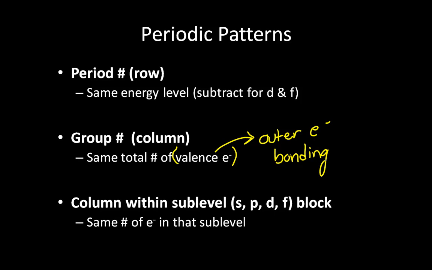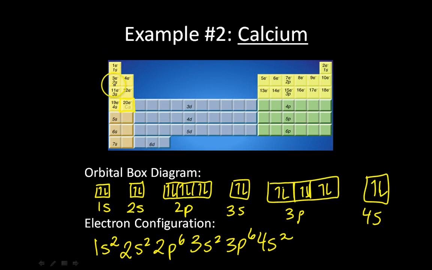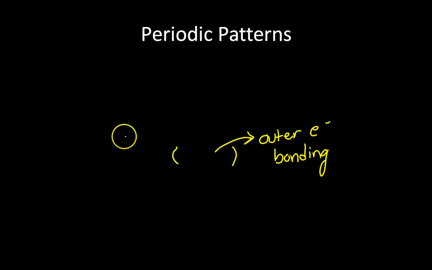And finally, if elements are in the same column, they're going to have the same number of electrons in their outer sublevel. So for example, if we're looking at the periodic table, let's get our periodic table back here. All of these elements are going to end with something s1, and all of these are going to end with something s2. Again, the more you do this, the more you'll see those patterns emerge.